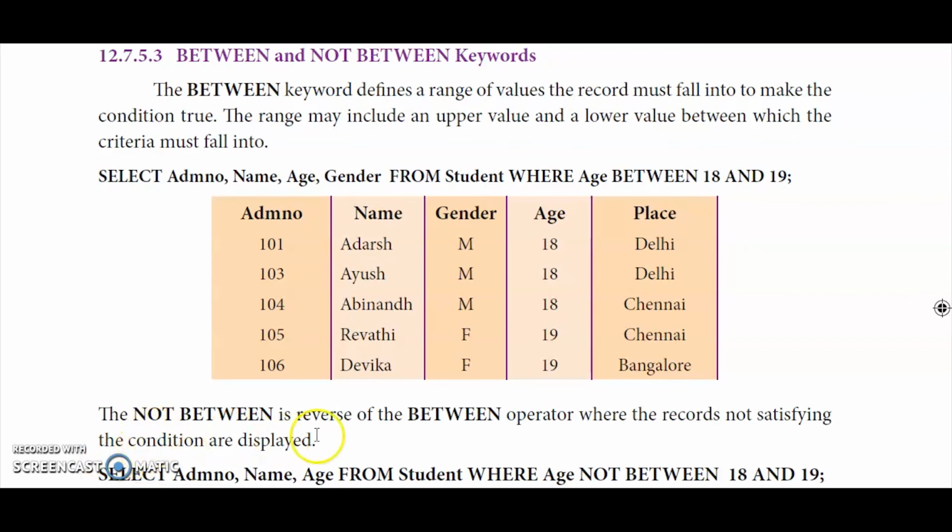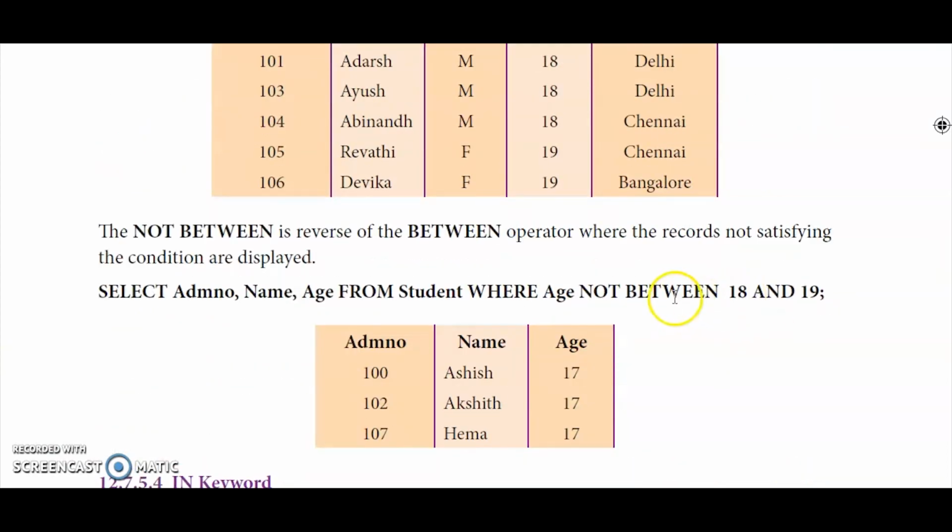Okay. So the not between is the reverse of between operator, where the records not satisfying the condition are displayed. So it is opposite to the between, that's all. Not between 18 and 19 means those who are outside 18 to 19, like 17, 20, 16, 21, only those records will be displayed.